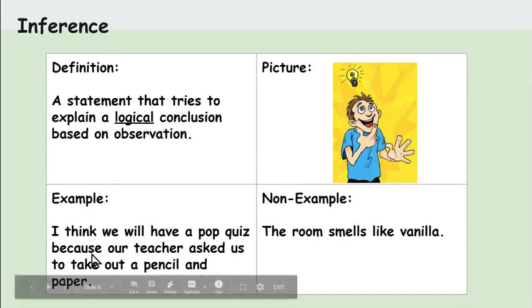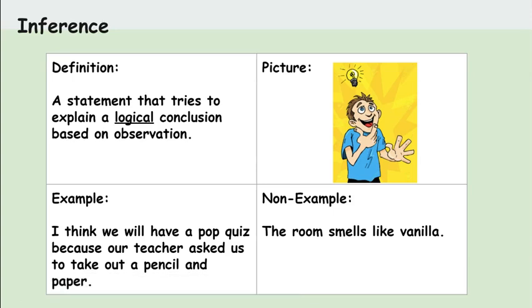Here's an example. Make sure you are writing this in your notes. You can also write in examples of your own. Example: I think we will have a pop quiz tomorrow because our teacher asked us to take out a pencil and paper. So the observation is pencil and paper, and the inference is that you think there's going to be a pop quiz because you noticed that the teacher asked you to take these out.